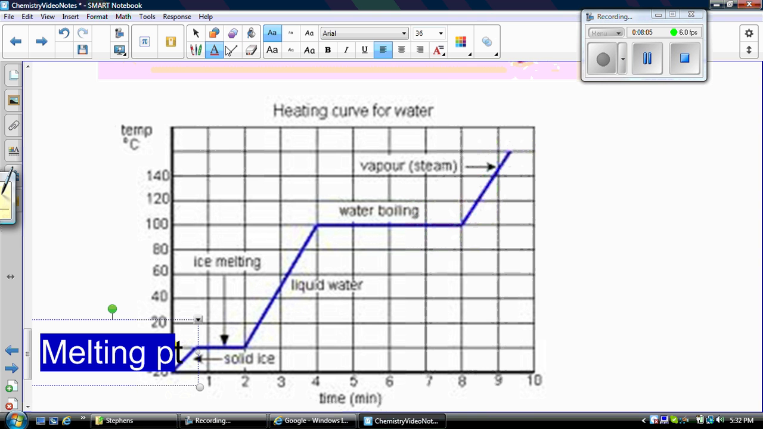I'm going to make this a little smaller so it doesn't take up so much room. Okay, I forgot the T.